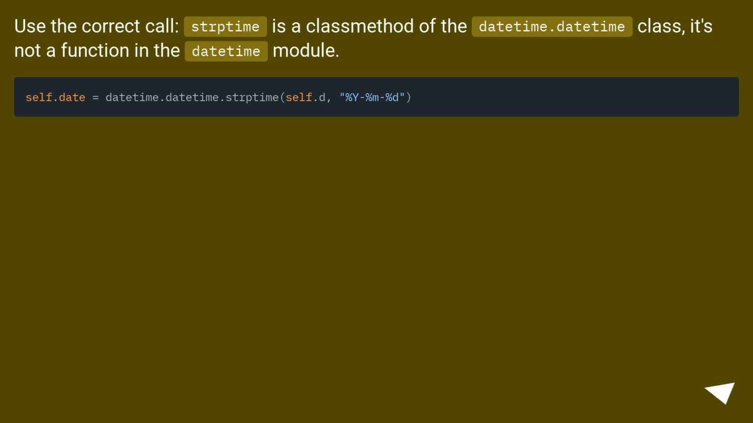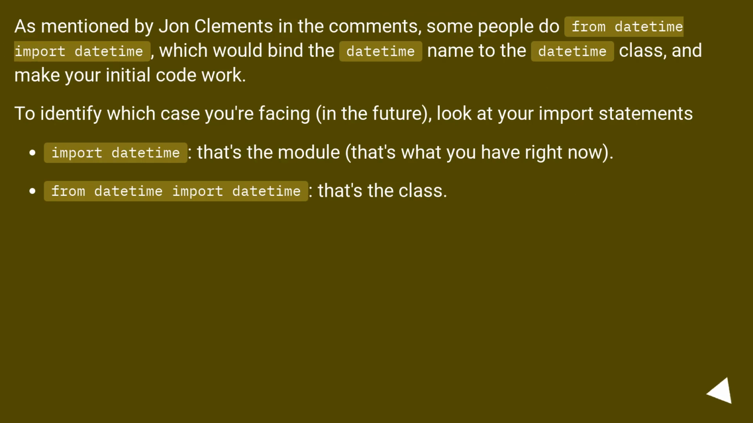Use the correct call. Strptime is a class method of the datetime.datetime class. It's not a function in the datetime module. As mentioned by John Clements in the comments, some people do from datetime import datetime, which would bind the datetime name to the datetime class, and make your initial code work.